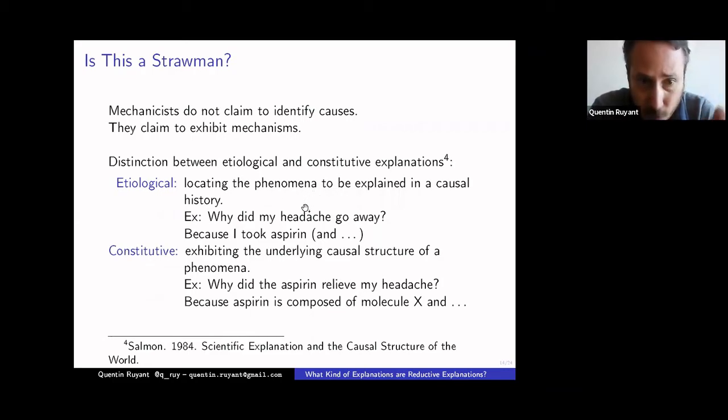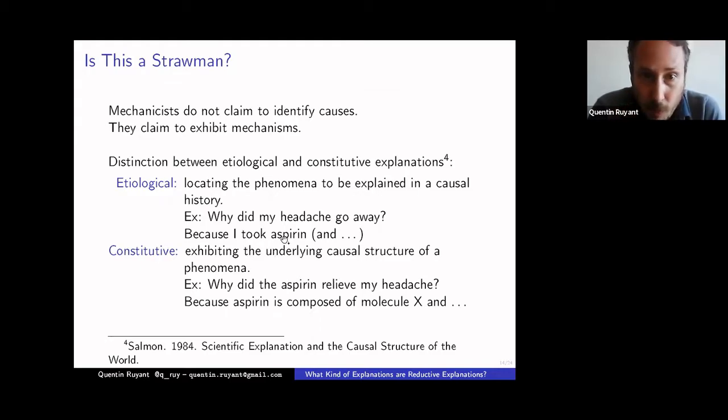And even Salmon, who introduced the notion of a causal explanation, makes a difference between etiological and constitutive explanations. Roughly, etiological explanation amounts to locating the phenomena to be explained in the causal history, whereas constitutive explanation amounts to exhibiting the underlying causal structure of a phenomena.